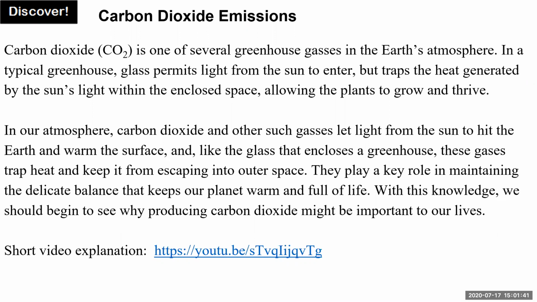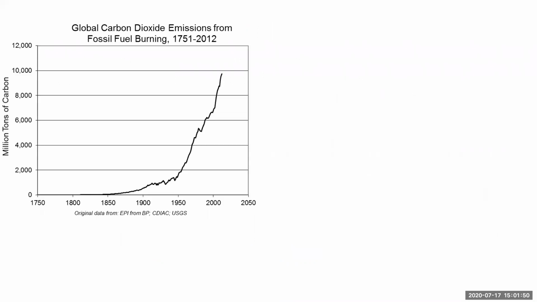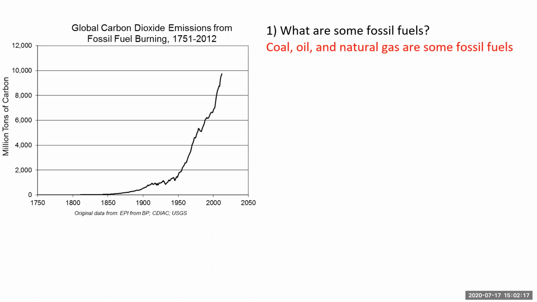Is that okay? Now, with this knowledge, you should begin to see why producing CO2 might be important to our lives. Okay, nice. So here is a graph, the global carbon dioxide emissions of fossil fuel burning from 1751 to 2012, right? And over here, this is million tons of CO2, and we have the years. Now let's do some analysis on this graph. Now, what are some fossil fuels? Coal, oil, natural gases are some examples of fossil fuels.